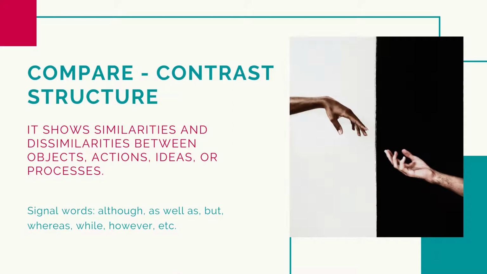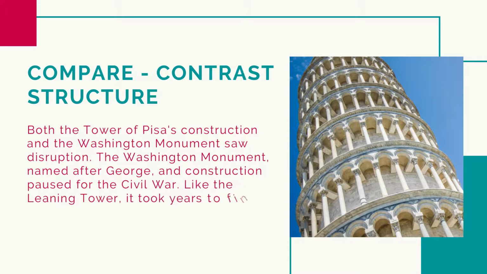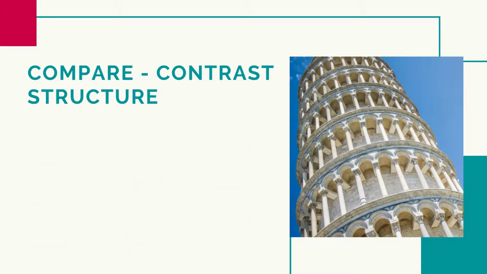Compare-contrast structure shows similarities and dissimilarities between objects, actions, ideas, or processes. Commonly, this structure uses words like although, as well as, but, in contrast of, on the other hand, etc. Look at this example. Read it and identify the characteristics of a text pattern evident in this excerpt.